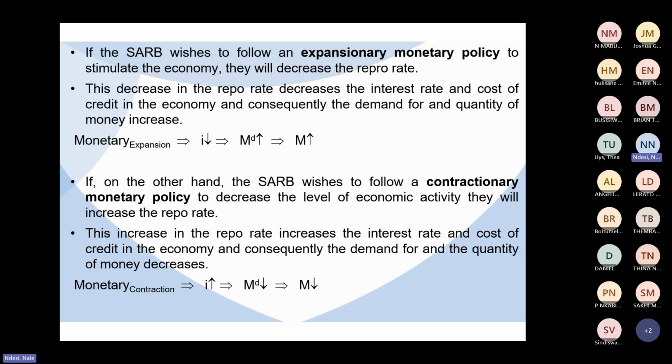We can explain that also by a chain of events: a monetary contraction will lead to an increase in the interest rate, which leads to a decrease in the demand for money, and a decrease in the quantity of money. When interest rates increase, there won't be much money in circulation. People will make fewer transactions, so the money in circulation in the economy decreases. As a result, the demand for money decreases, and the quantity of money, which is money in circulation, also decreases.